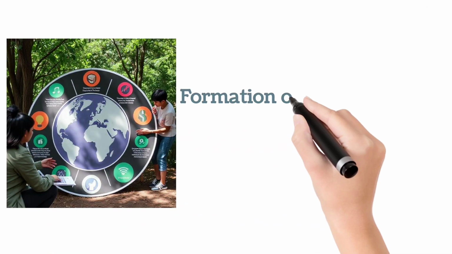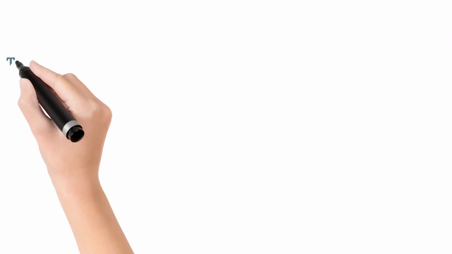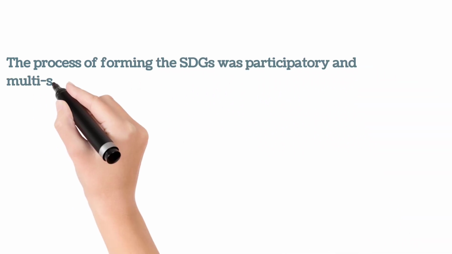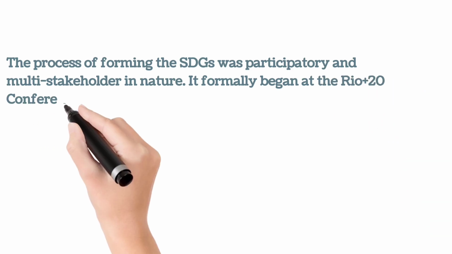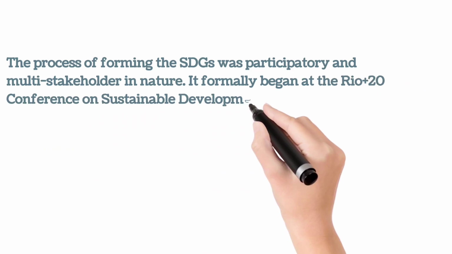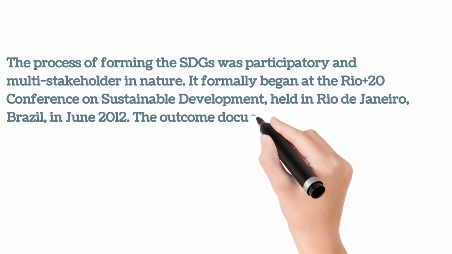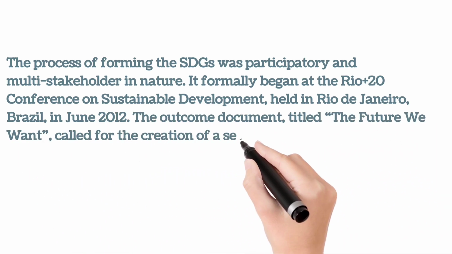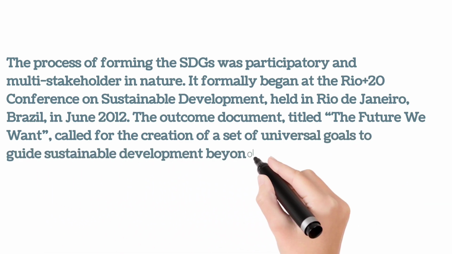Formation of the Sustainable Development Goals. The process of forming the SDGs was participatory and multi-stakeholder in nature. It formally began at the Rio+20 Conference on Sustainable Development, held in Rio de Janeiro, Brazil, in June 2012. The outcome document, titled "The Future We Want," called for the creation of a set of universal goals to guide sustainable development beyond 2015.